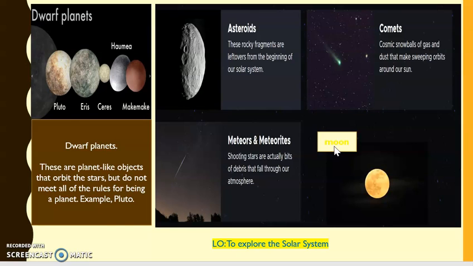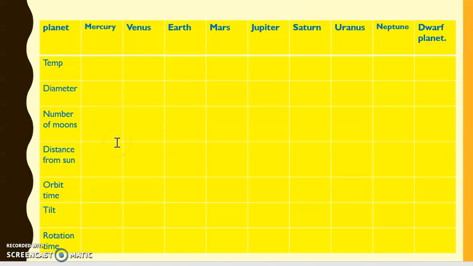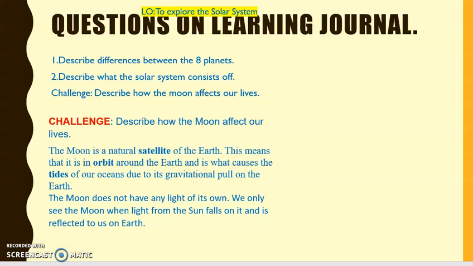You can pause the video now to differentiate between the 8 planets and the dwarf planets. You can use the table to help you differentiate. Then once you finish your differentiation, please answer all the questions on the learning journal.